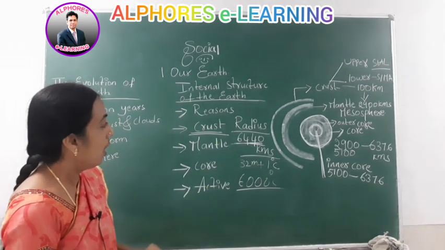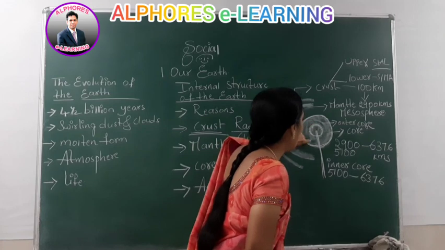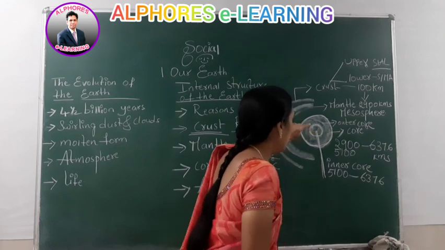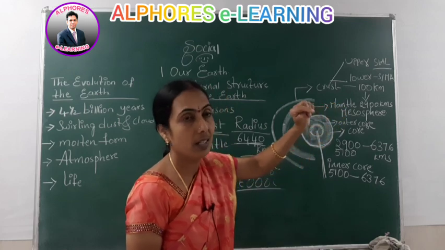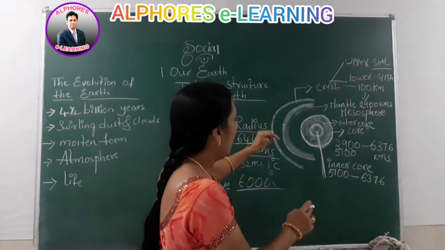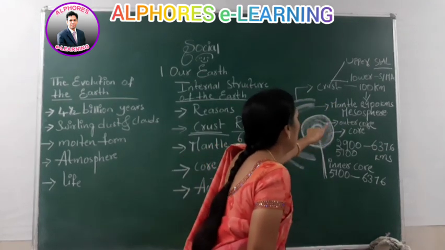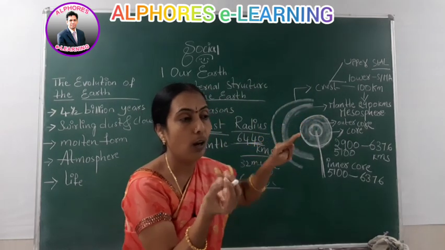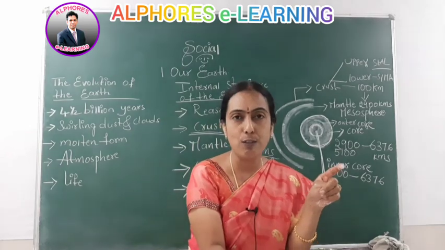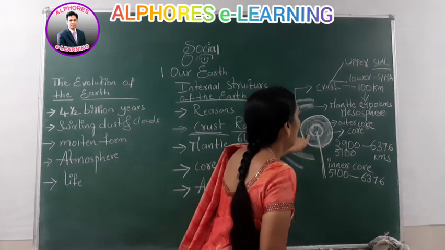When we compare this outer core and inner core, here the temperature will be up to a maximum of 6000 degrees Celsius. At this outer core, everything will be in the liquid form only because of high temperatures. Even the rocks will be in the molten form. So it is in liquid form.